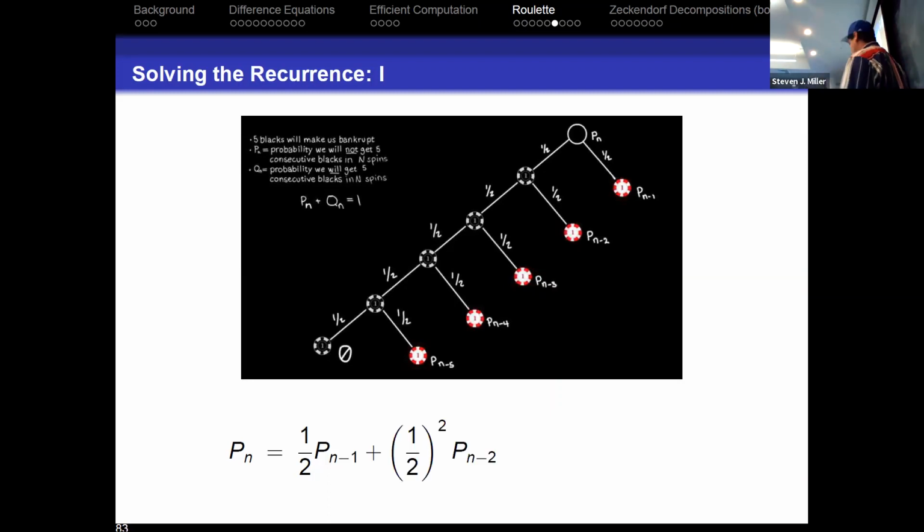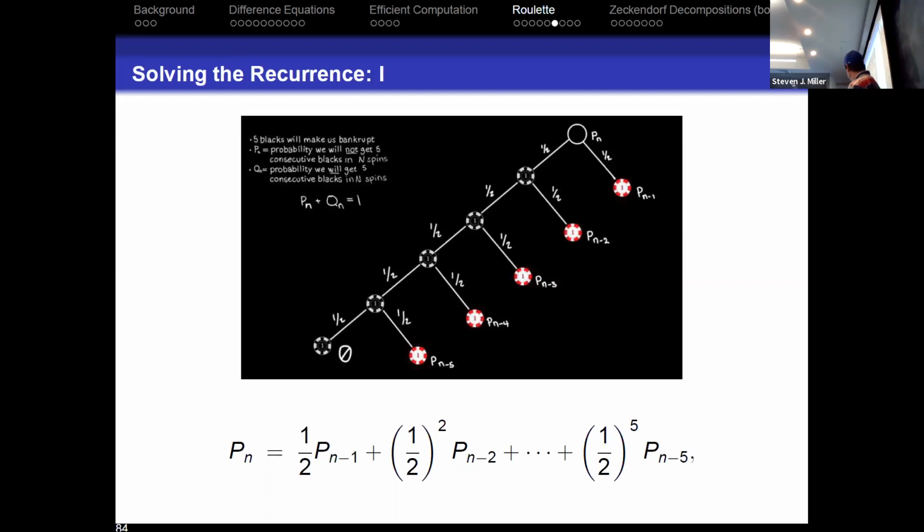1/4 or 1/2 squared. And then et cetera, all the way to 1/2 to the 5th Pn minus 5. So this is going to be a recurrence relation of depth 5. All we need is the initial conditions. What's P1 going to be? The probability we don't have 5 consecutive blacks in one spin. 1. In fact, P0, P1, P2, P3, P4 are all going to be 1.